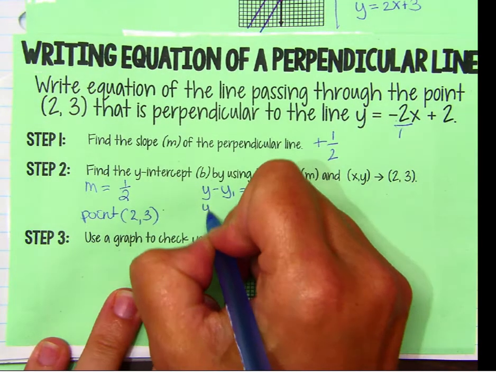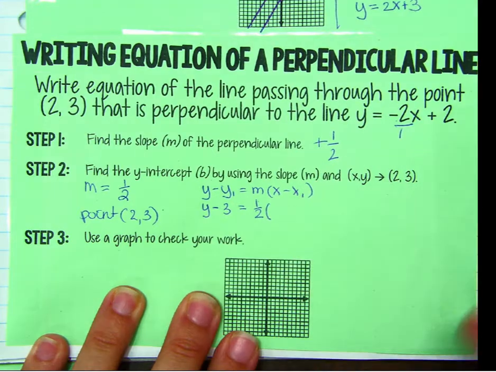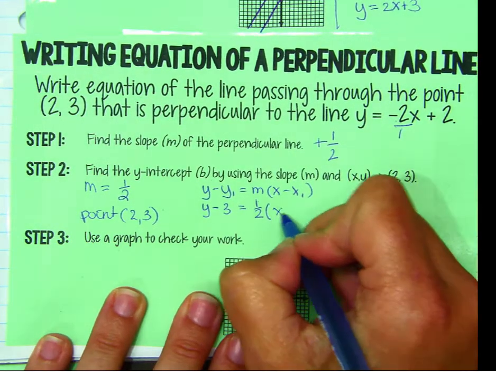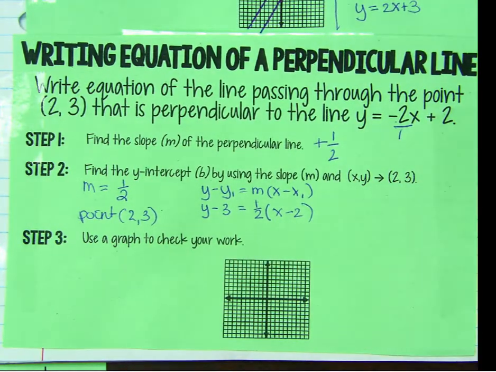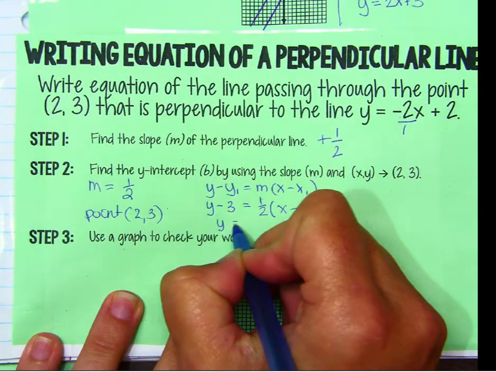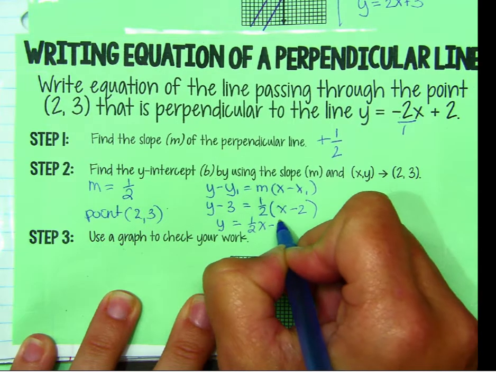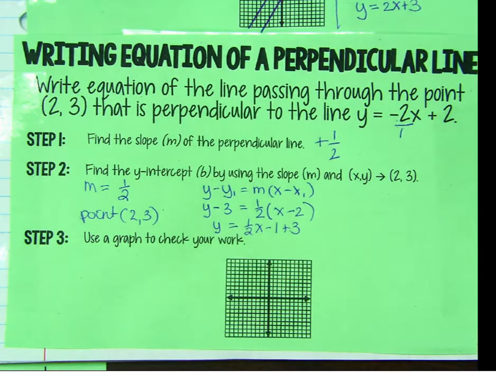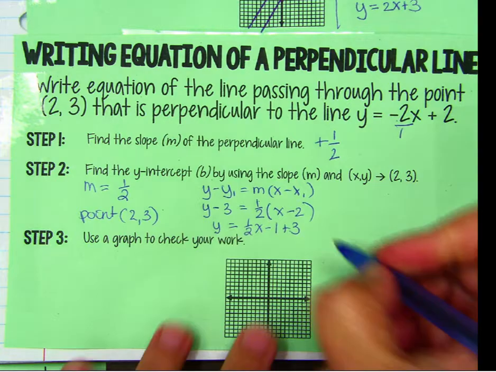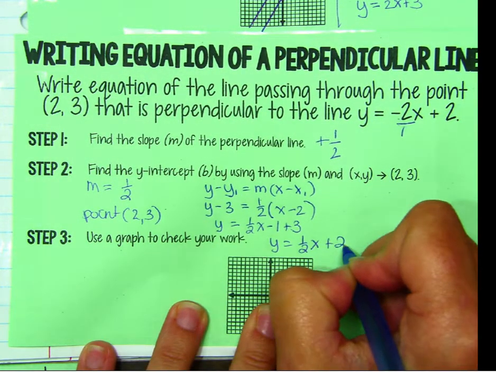So the y value from my point is a 3, my slope is 1/2, and the x value of my point is a 2. All right, so now it does say find the y-intercept. So what I'm going to do is clean this up, get it into slope-intercept form. So I need to add the 3 to the other side and distribute the 1/2. And so when I do that, I end up getting y equals 1/2 x plus 2.